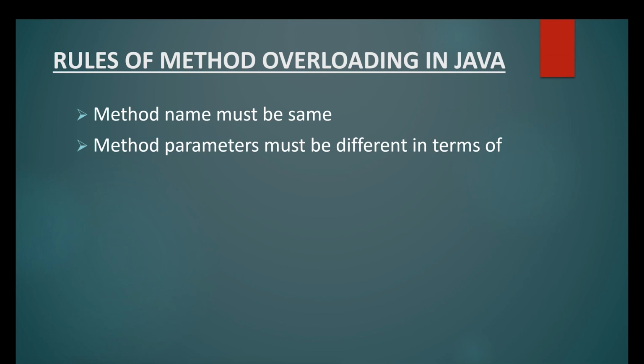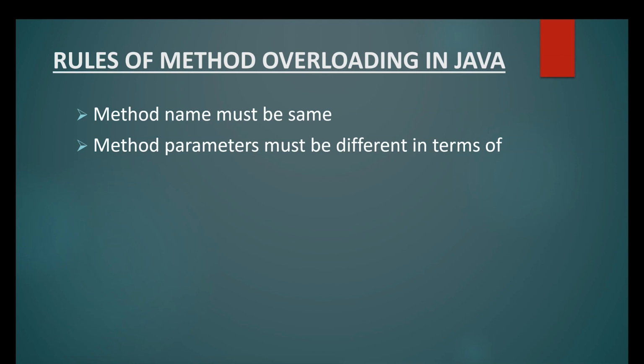Okay, it can have a different type of method parameter. So let us say in a method m, you have written a method parameter is int a. In the overloaded method, it can be string s. Okay, and the third is number of parameters.